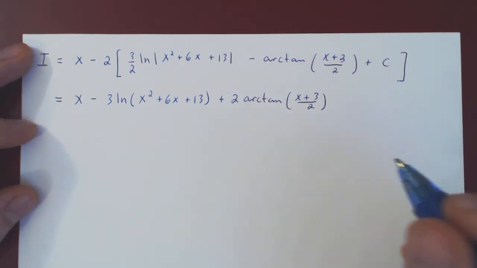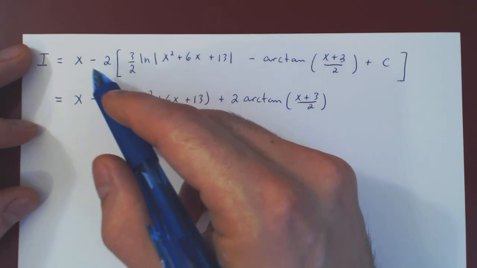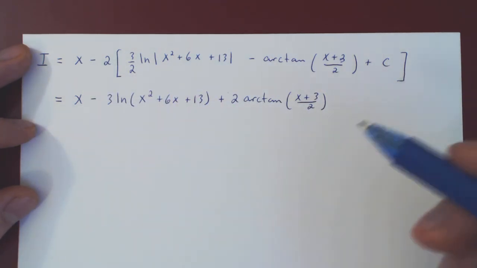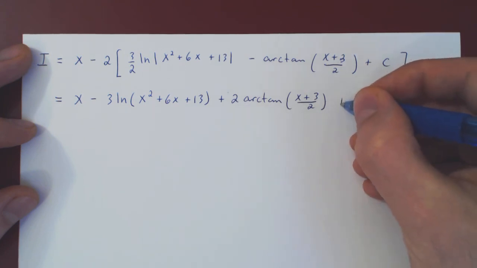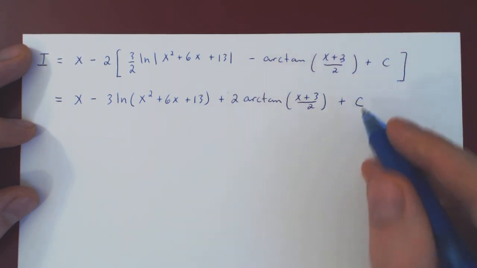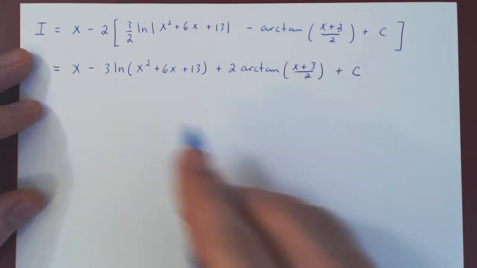And here, once again, I will abuse a notation, because then we'll have negative 2 times c, but as c is an arbitrary constant, so is negative 2c. So we'll simply write again plus c, which we understand to be just an arbitrary constant of integration. And that's it.